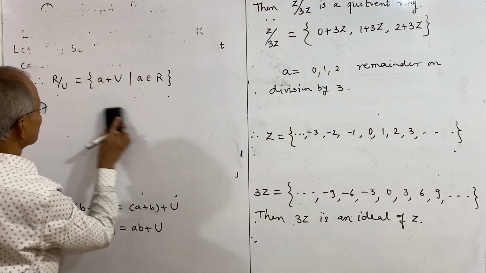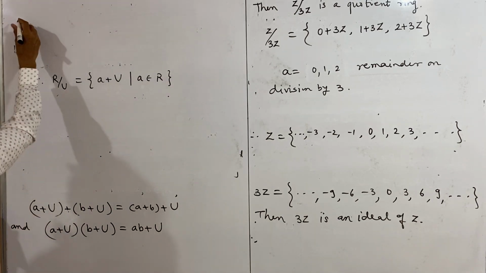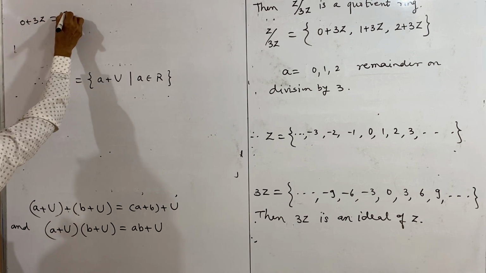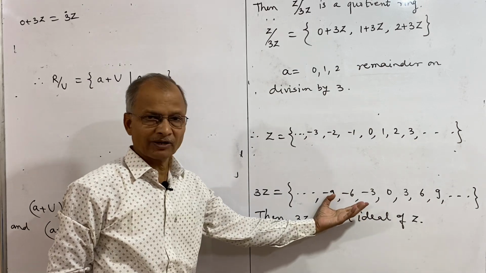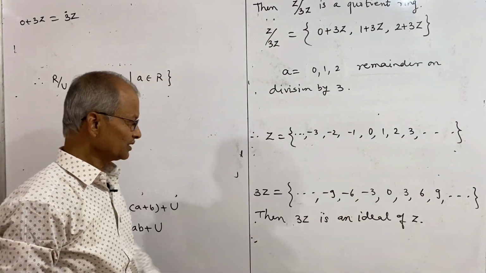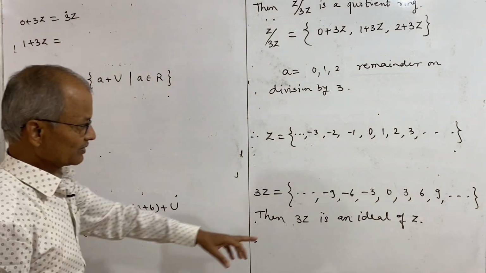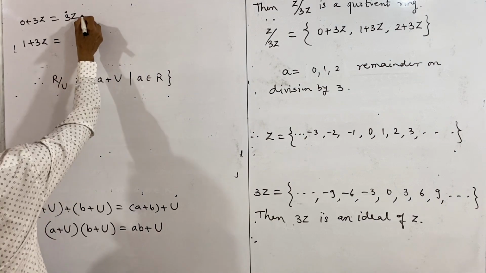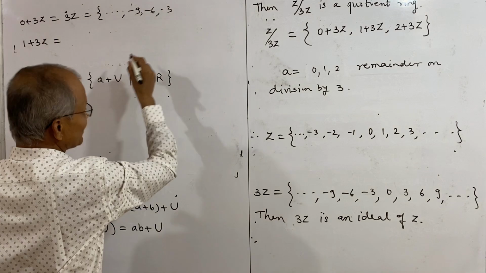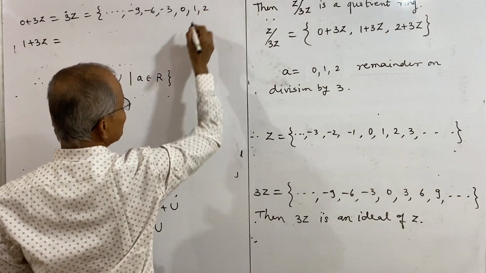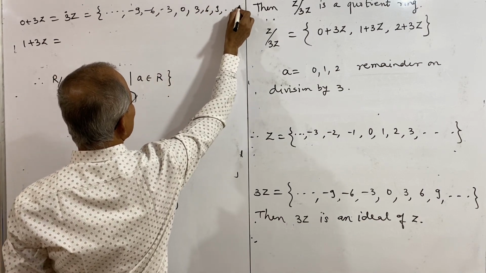See, 0 plus 3Z will be again 3Z, the same, because to each element we are adding 0 and there is no change. And what is 1 plus 3Z? We are adding 1 to the set 3Z, that means minus 9, minus 6, minus 3, 0, 3, 6, 9 and so on, multiples of 3.